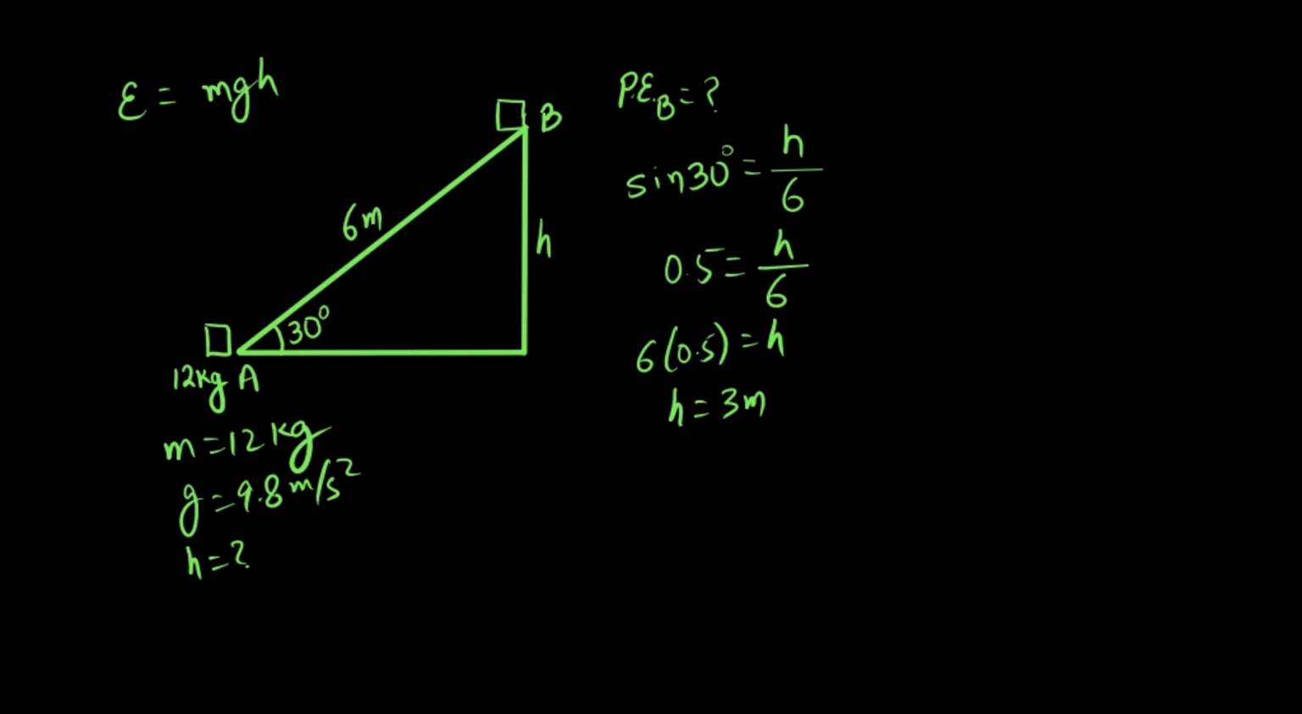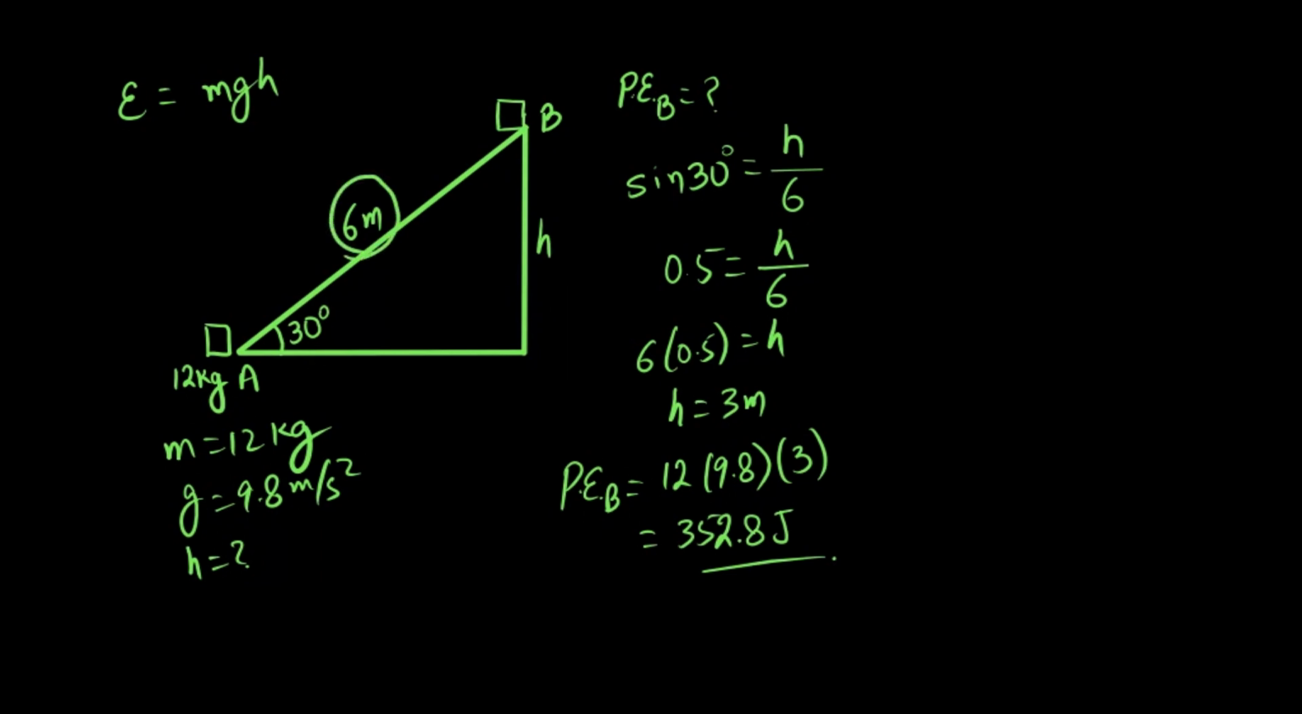And now the potential energy at B would be mgh. M is 12, g is 9.8 and h is 3, which comes out to be 352.8 joules. So in cases where you have the hypotenuse and the angle given, you will use trigonometry to find the actual height and then use the height in the formula of potential energy.